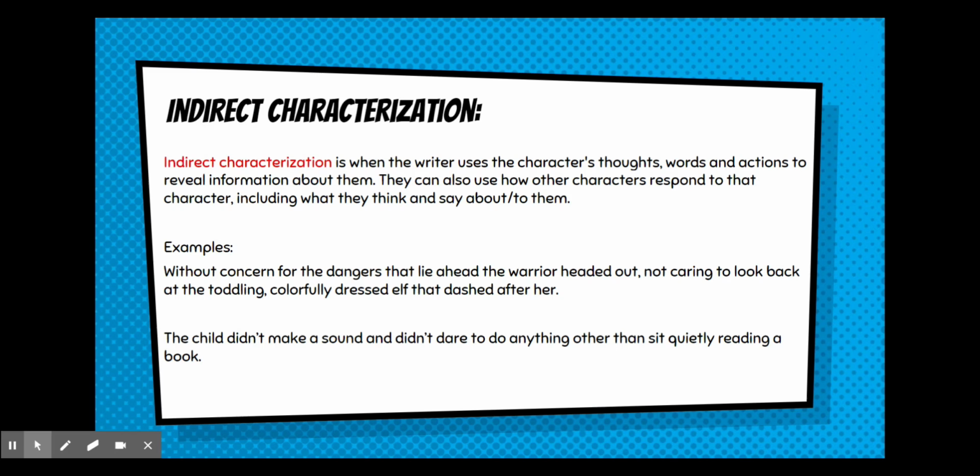Same thing with the next example. The child didn't make a sound and didn't dare to do anything other than sit quietly reading a book. Here, just like the second example on the direct characterization page, you can tell that this child is both quiet and obedient. But instead of outright coming and saying this, the author uses indirect characterization.